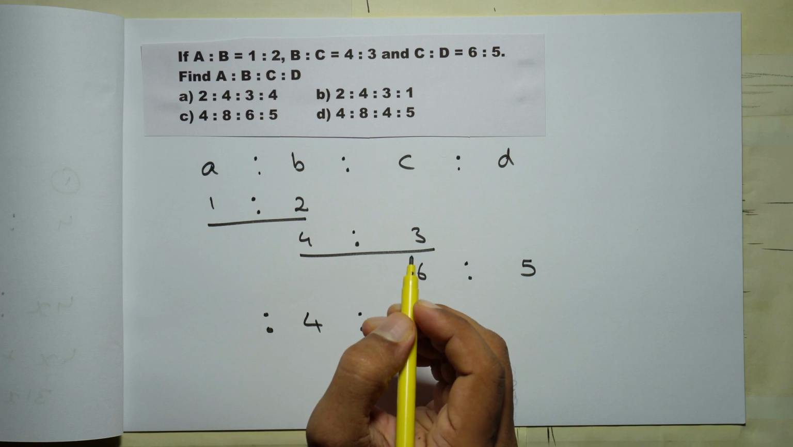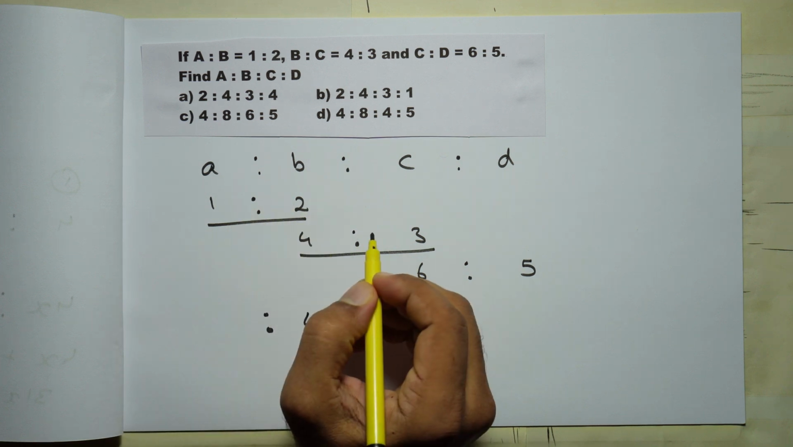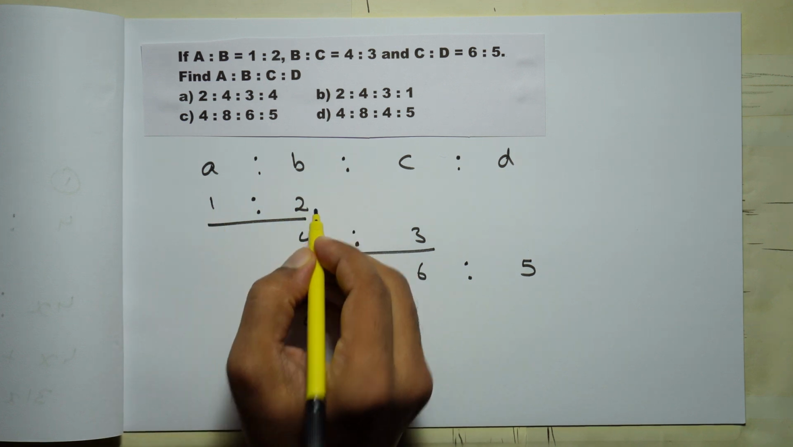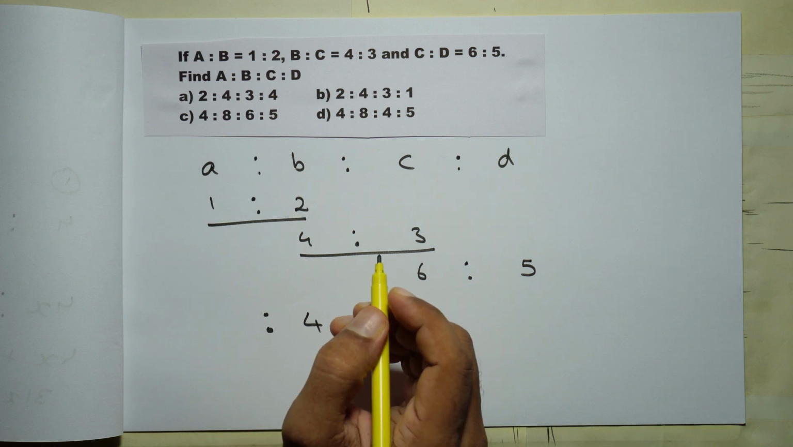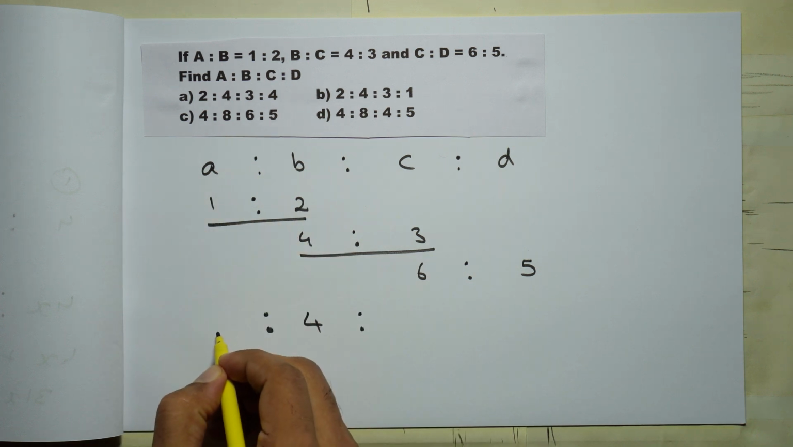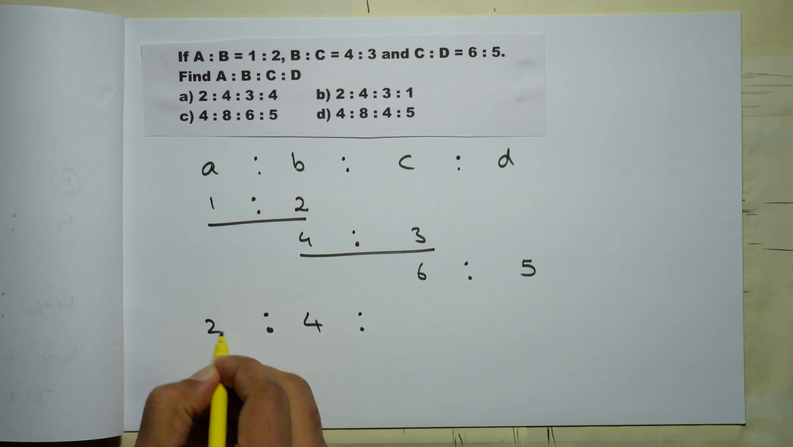Now if you look at the first ratio, here B is equal to 2. 2 has been multiplied by 2 to get 4, that is 2 into 2 is 4. Now to maintain the ratio, 1 should also be multiplied by 2. That is, B has been multiplied by 2, so A should also be multiplied by 2. So 1 into 2 gives you 2.